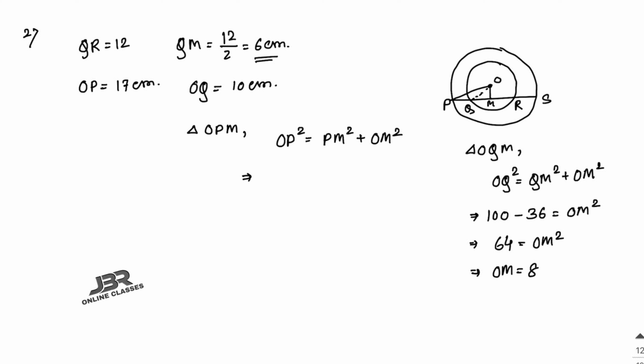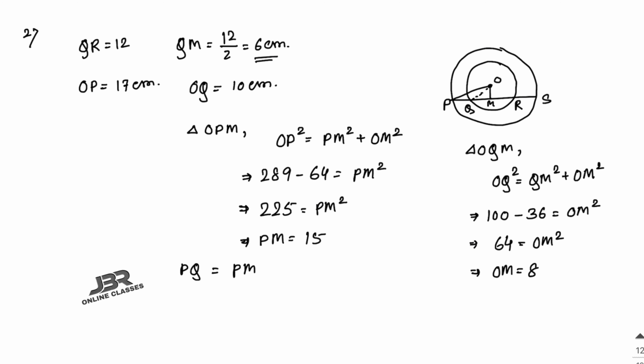So OP square means 17 square, which is 289, minus OM square 64, equal to PM square. So that is 225, equal to PM square, which means PM equal to 15. As PM equal to 15, PQ equal to PM minus QM. PM is 15 and QM is 6, so 15 minus 6, that is 9 centimeter, is your answer.